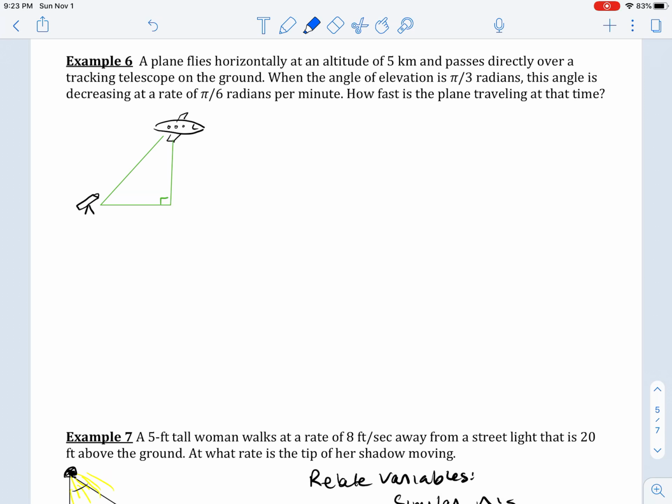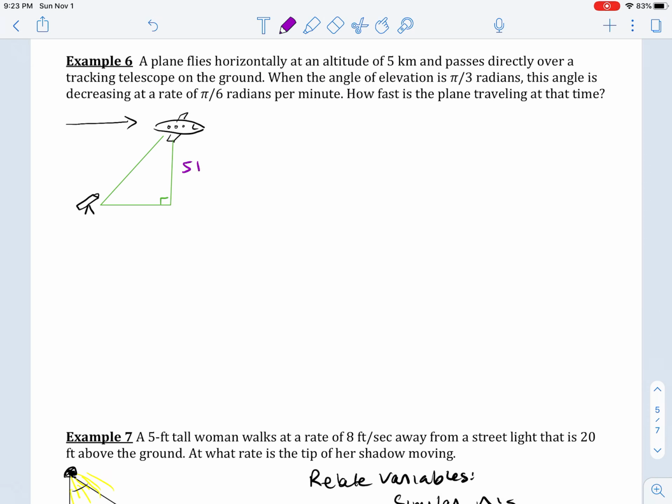All right, so a plane flies horizontally at an altitude of 5 kilometers and passes directly over a tracking telescope on the ground. When the angle of elevation is pi over 3 radians, this angle is decreasing at a rate of pi over 6 radians per minute. How fast is the plane traveling at that time? All right.